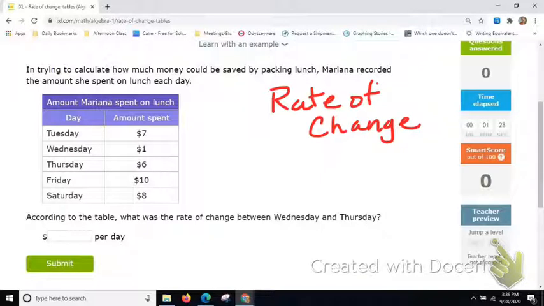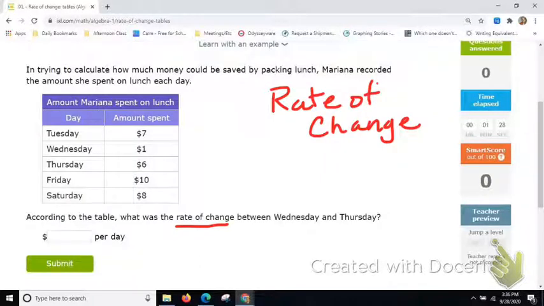So this is IXL Q15 perhaps. I'll look here in just a second. But we're looking at amounts that Mariana spent on lunch, and it says, according to the table, what was the rate of change between Wednesday and Thursday? So kind of like our unit pricing, right? Unit pricing, how we took the dollars, divided by how many days passed by. But now I want to know for the change between them. So that means we're going to subtract.